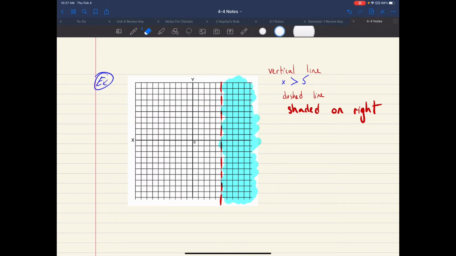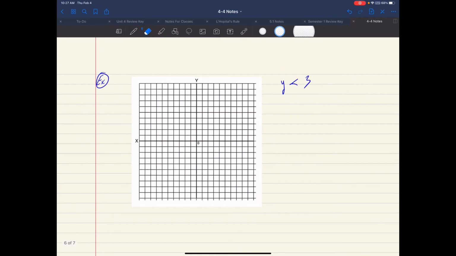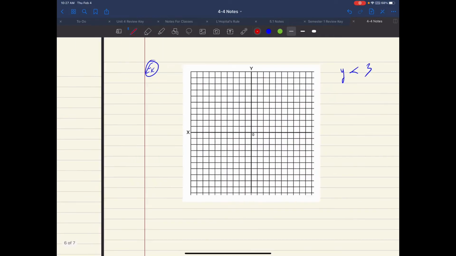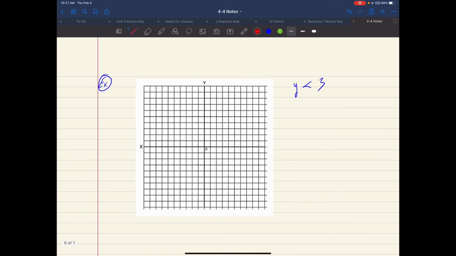Okay, so let's do an example of the other type of question like that. y is less than 3. So this has no x component, so this does not go through the x-axis. It's only going to go through the value 3, and it's going to be a dashed line. This is a horizontal line.